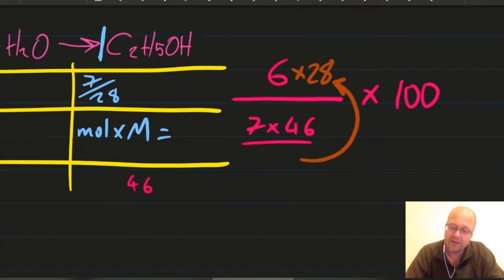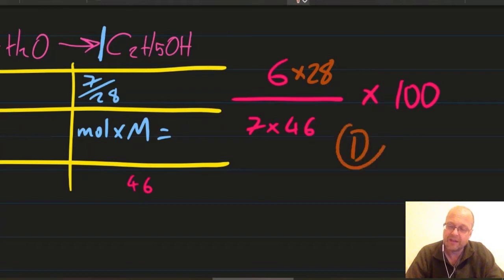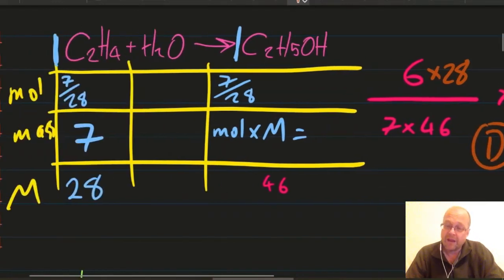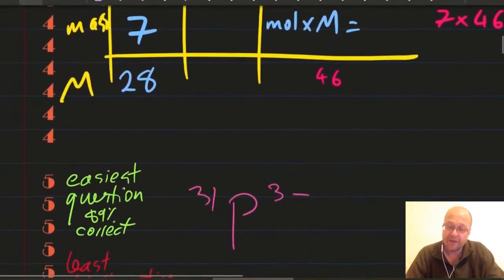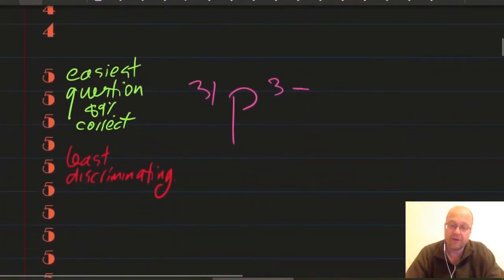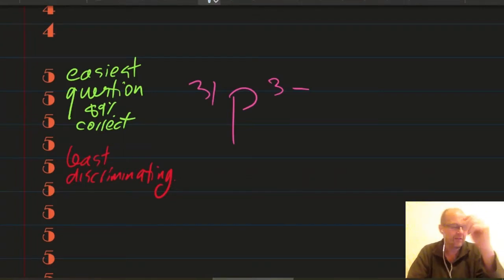So I can erase that 28 from the bottom and that nasty line. So what's that? 6, 28, 100. So that's D. 4 is D. That took me more than a minute and a half, which is the allocated time for these questions. Easiest question, 89% got it correct. Least discriminating. You're good at this, you're bad at this, everyone got this.